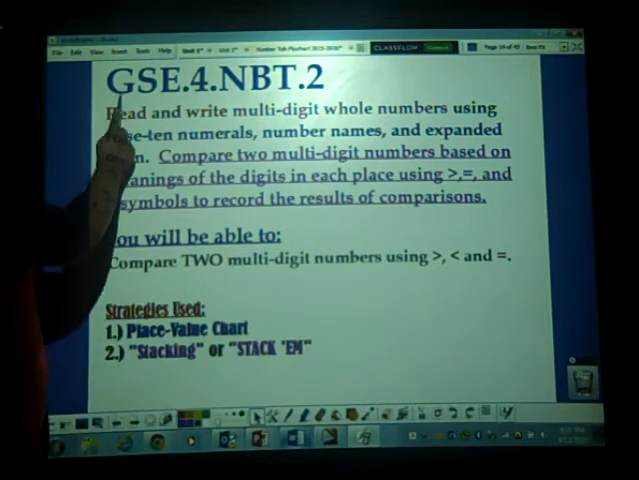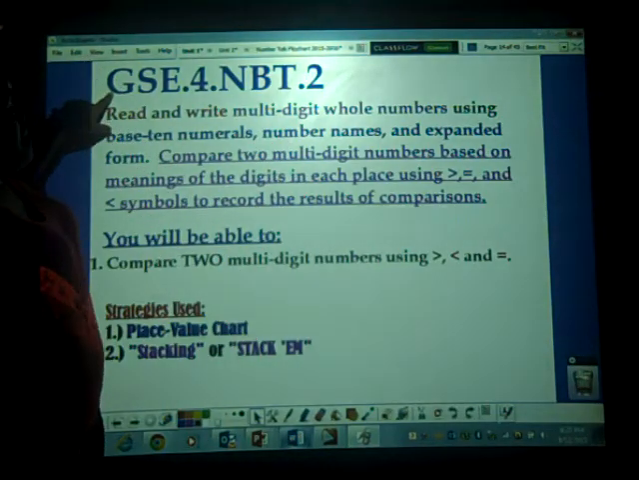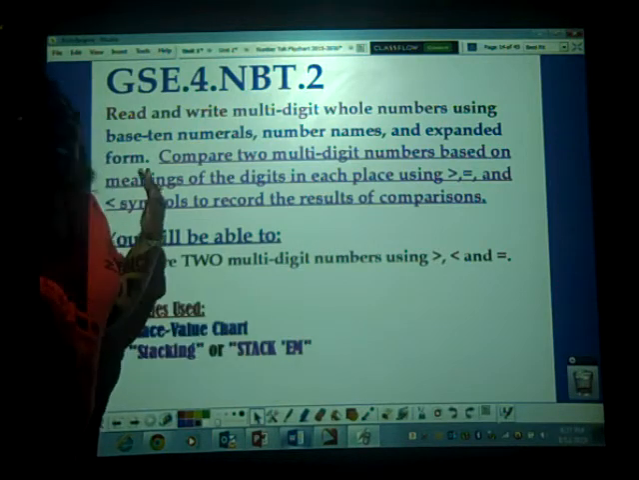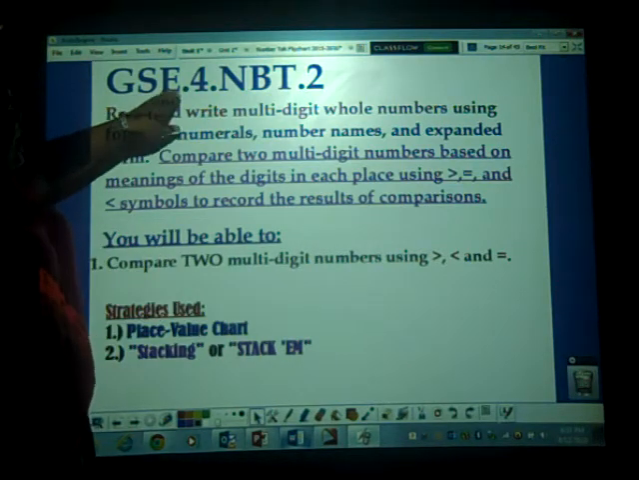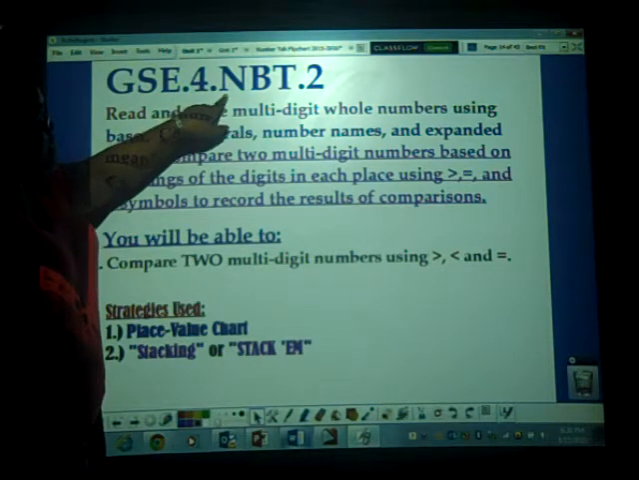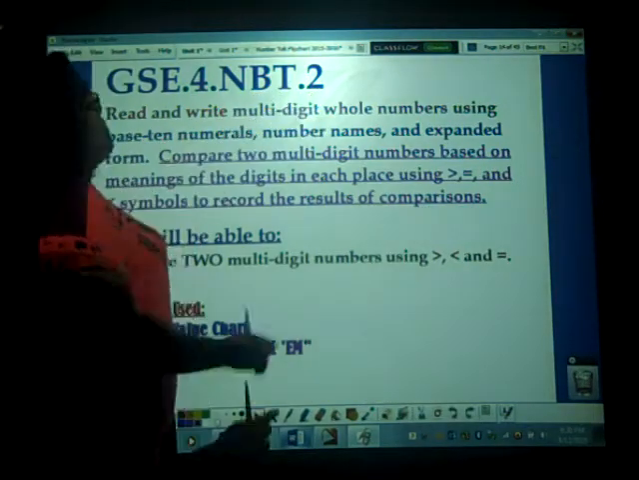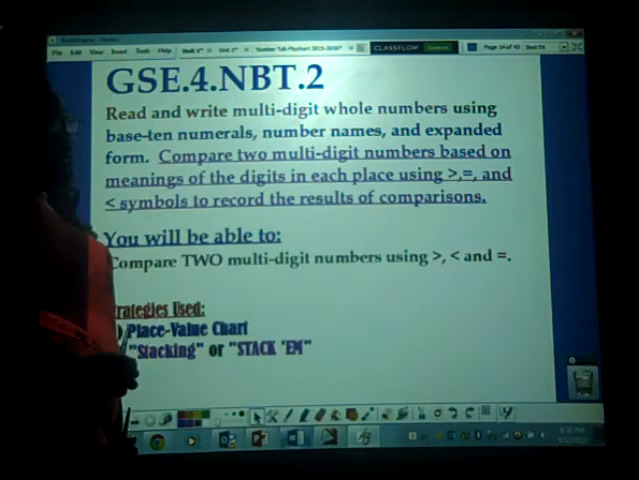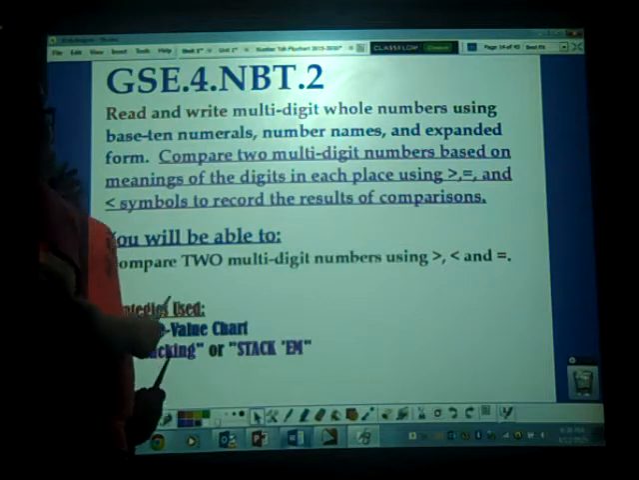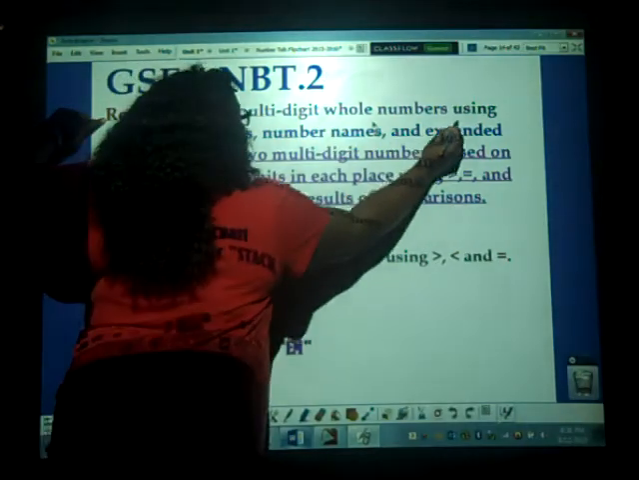So we're starting with GSE.4.NBT.2. Now, remember GSE stands for Georgia Standards of Excellence, 4th grade, numbers and operations in base 10, and this is the second standard in this domain of numbers and operations in base 10. Now, the last video I put up, NBT2, we only focused on this first part of the standard, okay?